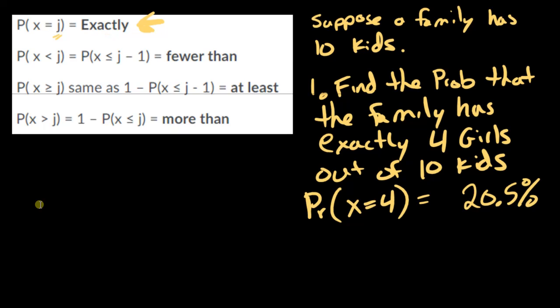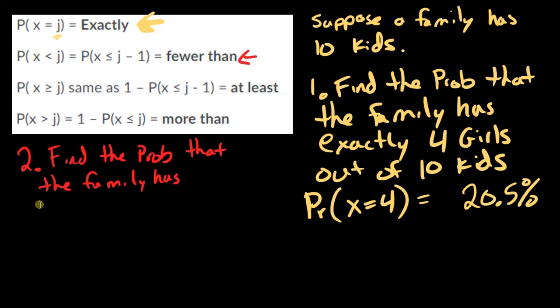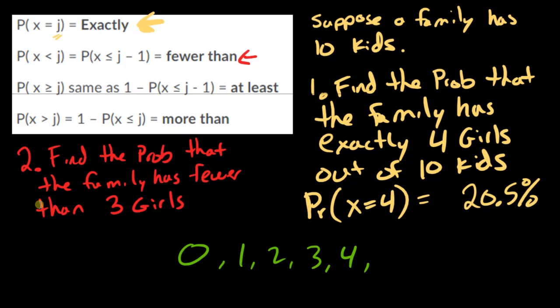Going on to the second type of probability, we have fewer than. So next, let me do another question. Find the probability that the family has fewer than, or less than, you could say either way, 3 girls. Fewer than 3 girls. Sometimes I think it's really helpful to write out all of your options here. So this family could have 0 girls, 1 girl, 2 girls, 3, 4, 5, 6, 7, 8, 9, or it could have 10 girls. All kids could be girls. It helps to write that out.